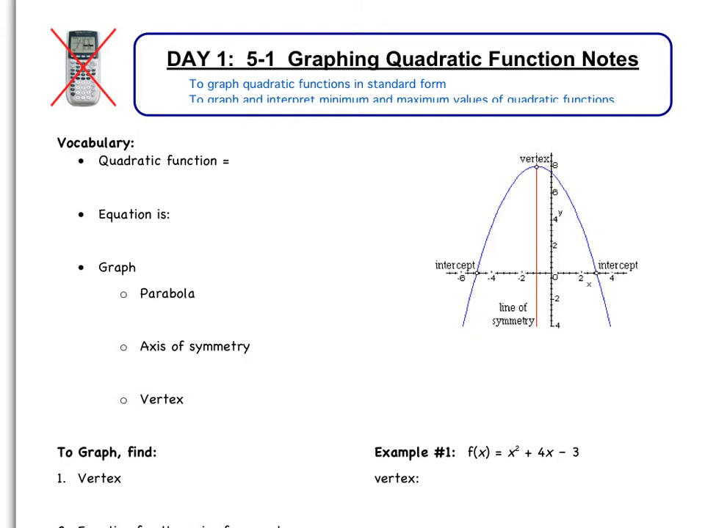We have two objectives for today, which are listed at the top. We're going to graph quadratic functions in standard form, and then we're also going to graph and interpret minimum and maximum values. So minimum and maximum we've calculated before, we're just going to calculate it in a new way today, and then we're graphing in standard form. Later, we're also going to be graphing in vertex form, so there's two forms. We're going to start off with some vocabulary.